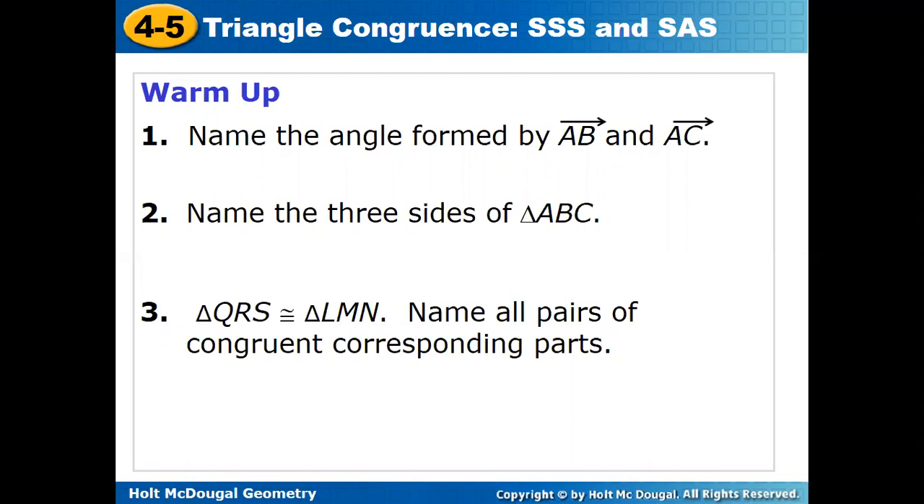Name the angle formed by ray AB and ray AC. The common letter here is A, so the angle will be angle A. Or we can say that it's angle BAC or angle CAB. The second question, name the three sides of triangle ABC. Firstly, it's AB, then BC, then AC.